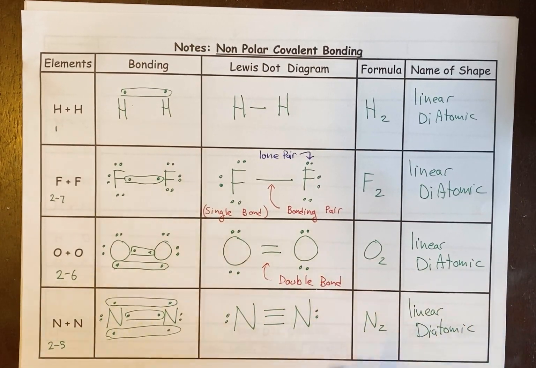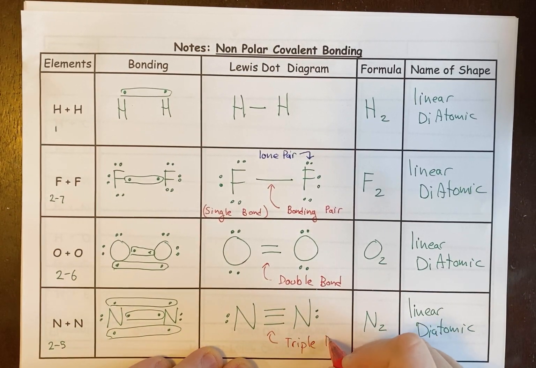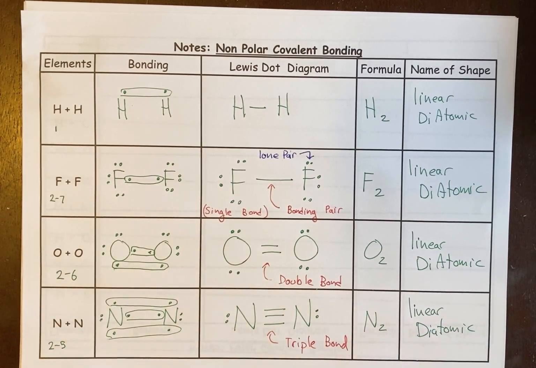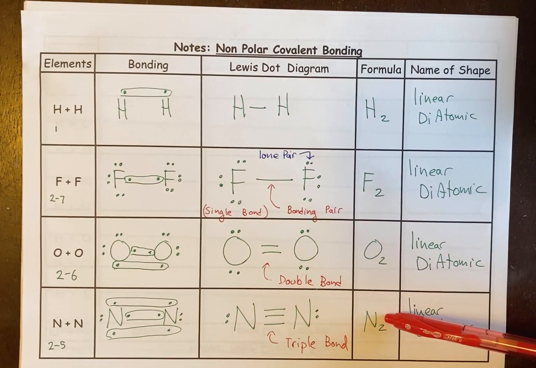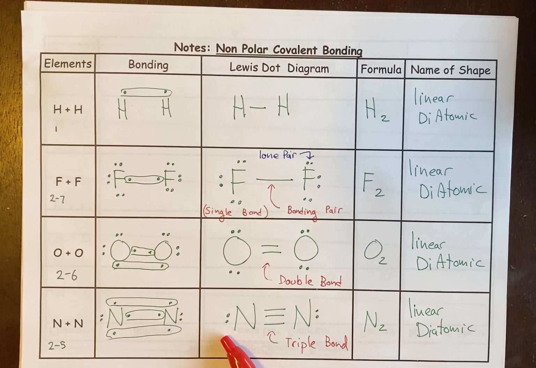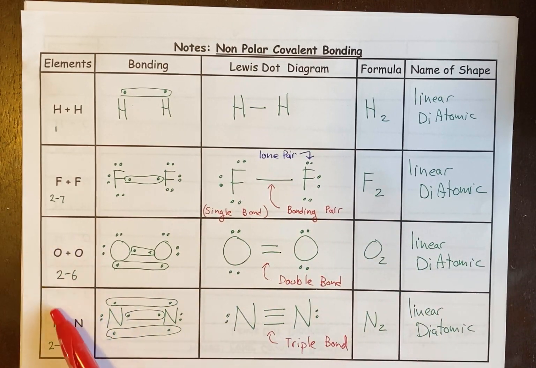Still linear diatomic. This is called a triple bond. Now, just be aware, because if you notice, if you're just given the formula, they expect you to know what's going on, to understand that there's a difference between F2, O2, and N2 based off of the valence electron number and the octet rule and how they bond to become stable.